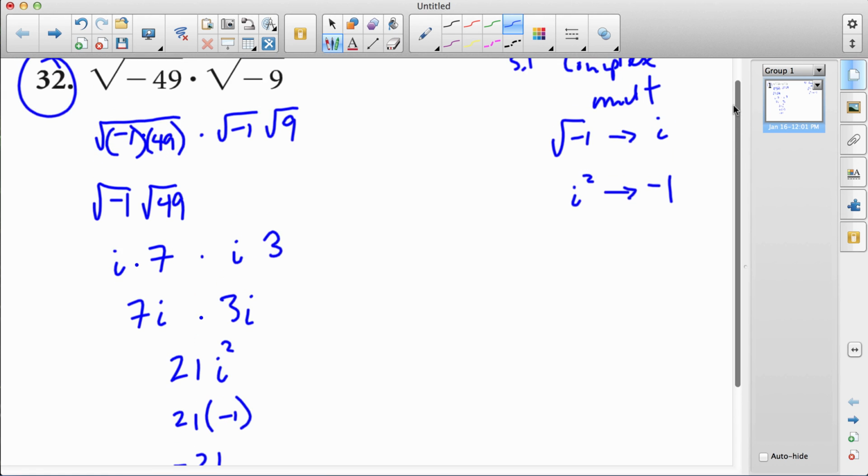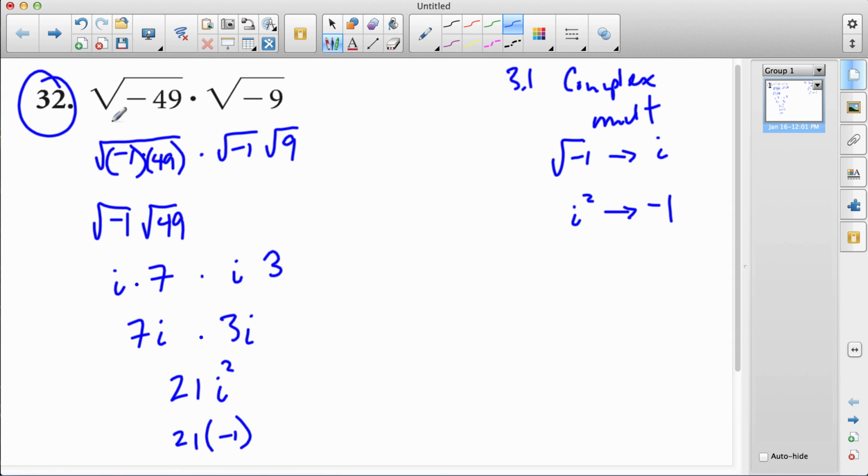Okay, hopefully that helps you with that question in simplifying the product of two complex numbers.